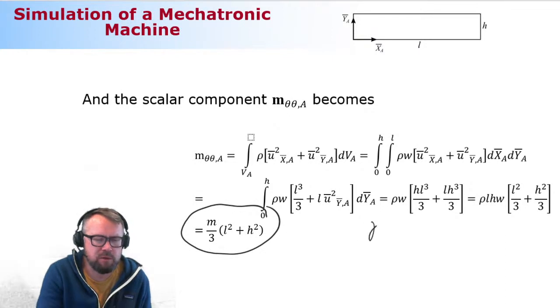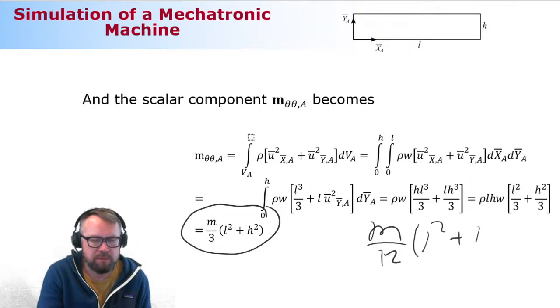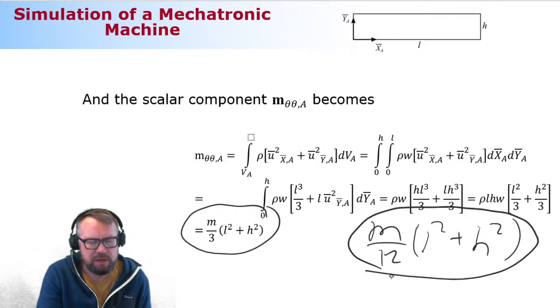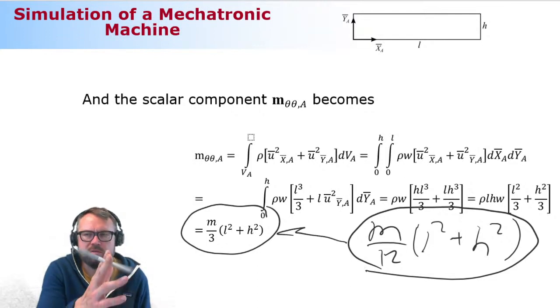Remember, previously it was the mass divided by 12 multiplied by L power 2 plus h power 2. H, if it's a thin body, is insignificant. So when you look at the numerical values, this one has smaller numerical values when compared to this. Yeah, that's how it's supposed to be.